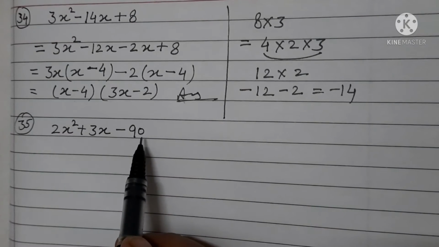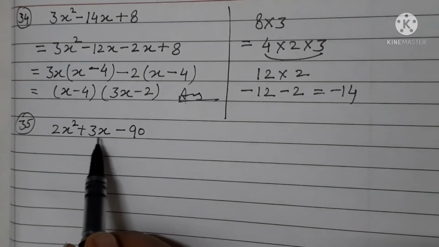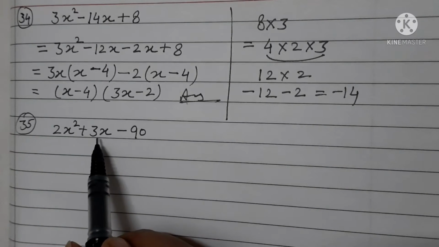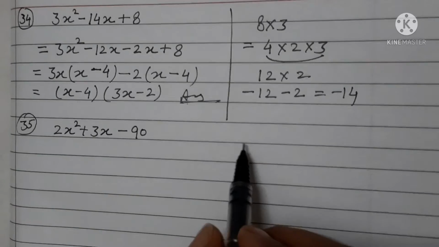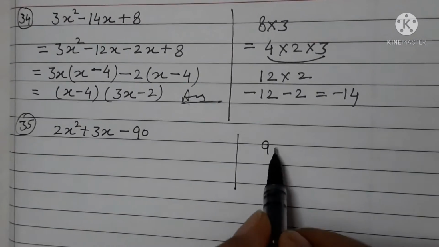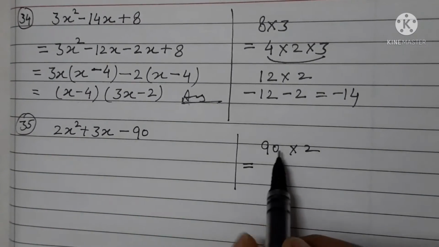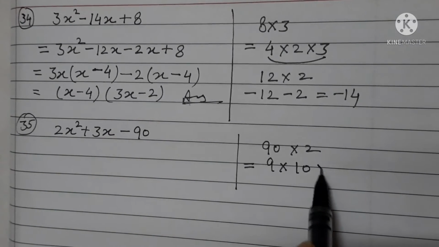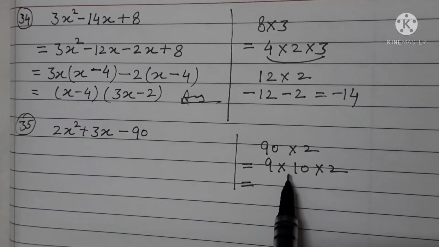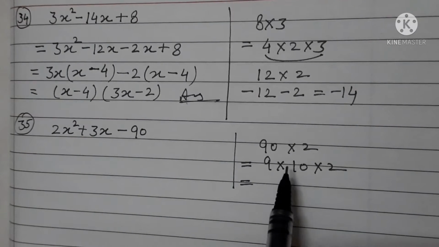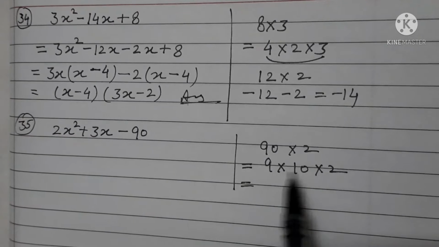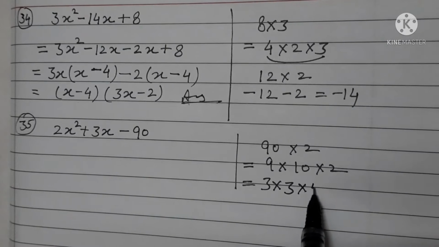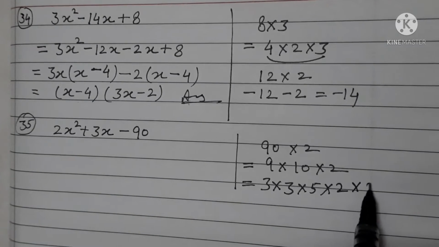2x square plus 3x minus 90. So split the middle term, which is 3, into two parts so that the sum will be 3 and the product will be 90 into 2. So 90 into 2, you can write as 9 into 10 into 2, and break further because you need 3 as the difference of 2 parts. So here you can't get 3. Now 3 into 3 into 5 into 2 into 2.